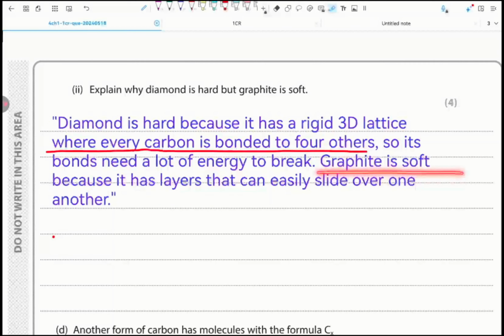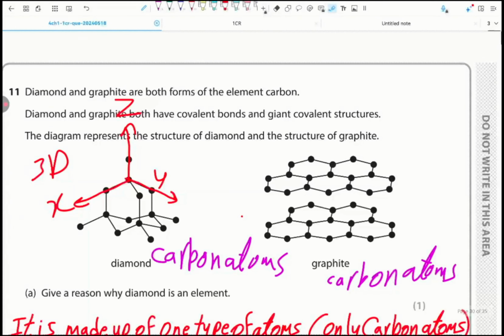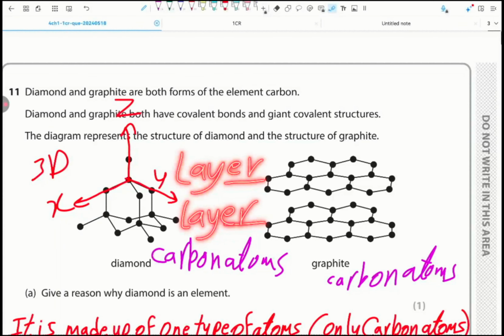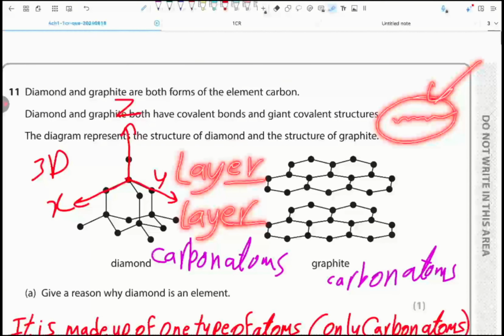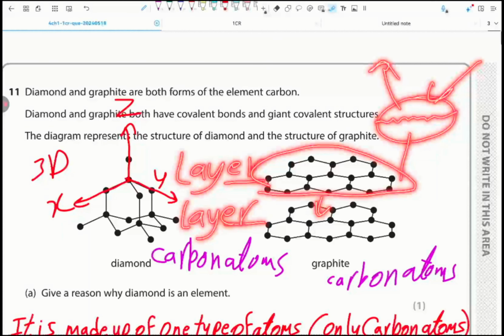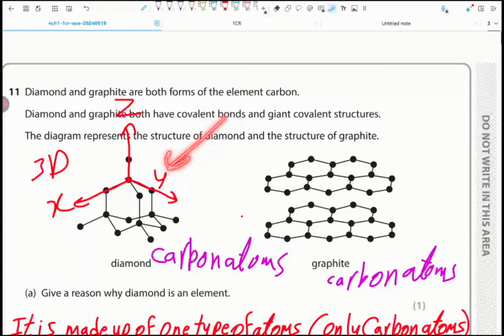While graphite is soft because it has layers that can easily slide over one another. You see, this is a layer and this is a layer. If you have a piece of carbon and you press on it, you're going to see that it will be cracked into 2 pieces. Why? Because the layers here are separated from one another, while carbon here are very connected with one another.